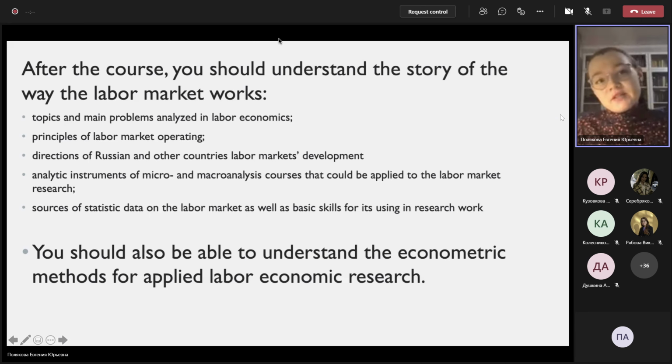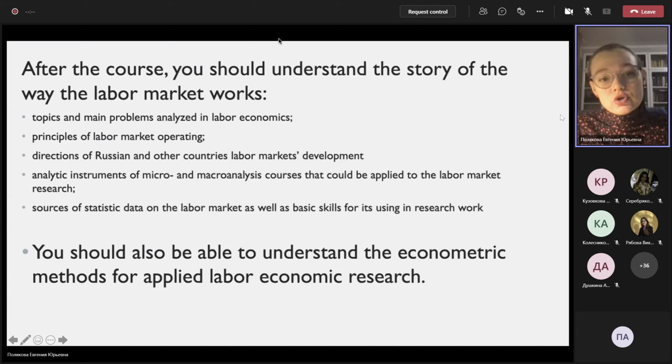Basically, after this course, you should understand the way the labor market works. We discuss topics and main problems. We discuss the principles of labor market operation. We discuss the direction of development of the Russian and other countries' labor markets. We discuss some micro and macro analysis topics. And we discuss some social statistics data on the labor market that you can use for your diploma, your bachelor thesis, if you want to go in these directions.